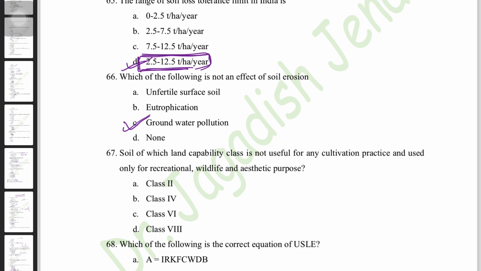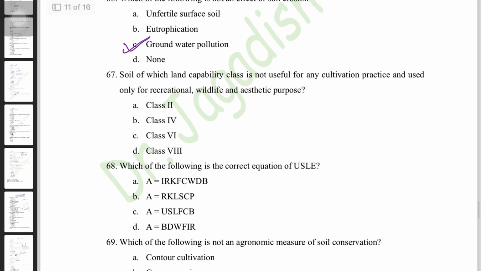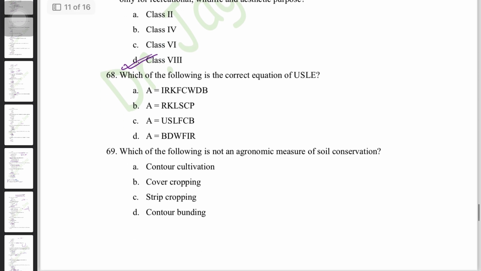Next question, soil of which land capability class is not useful for any cultivation practice and used only for recreational, wildlife and aesthetic purposes? That is class 8. So in class 8 land, you cannot grow any crop or any plantation. That is mostly used for recreational activity.